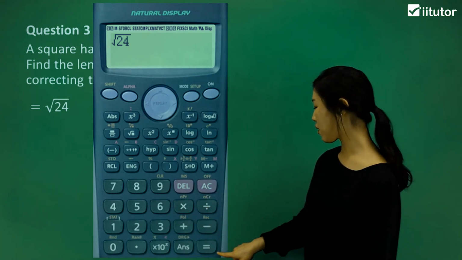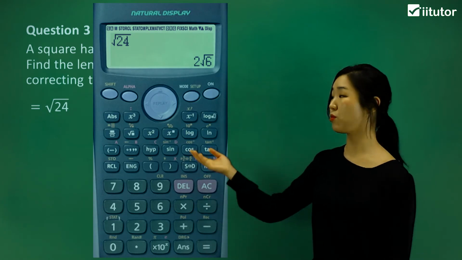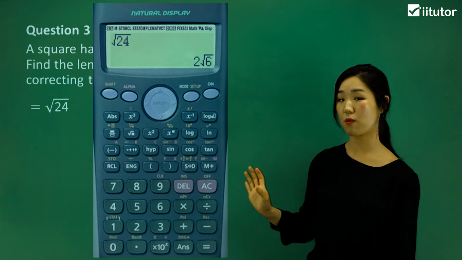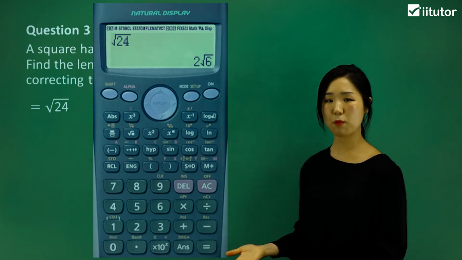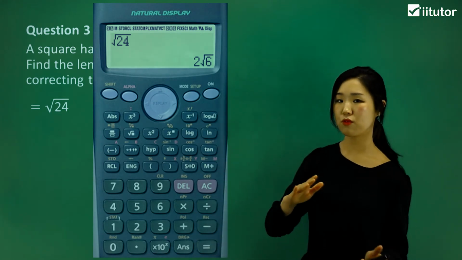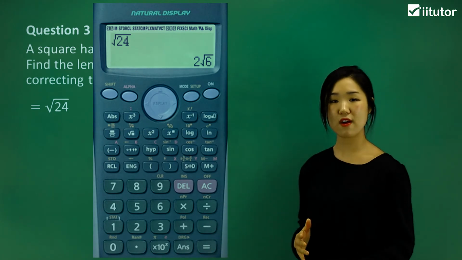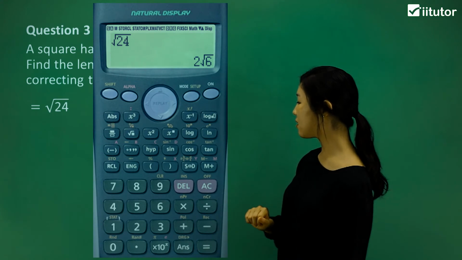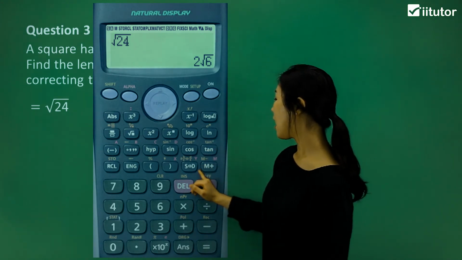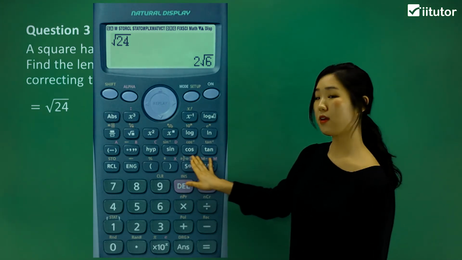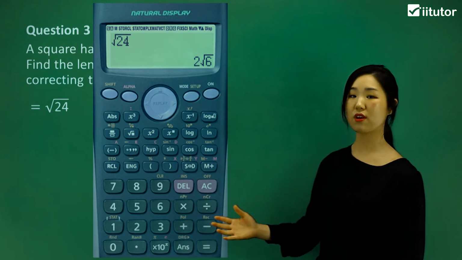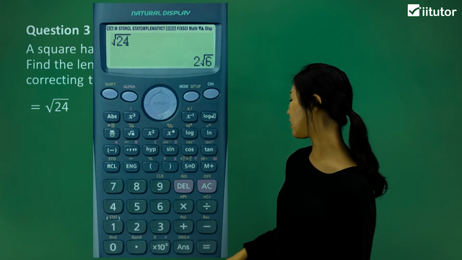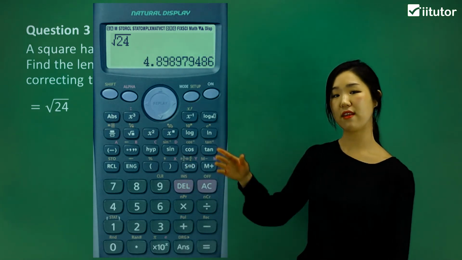So now we have to press equal, and then the value will appear on the screen. But we don't want it in surd form. We want it in decimal form, don't we? So guys, if you want to convert between surd form to decimal, fractions to decimals, or vice versa, whatever order, we use this button over here. You can see that this button is used to convert between different forms. So I'm simply going to press that button, and it's going to give us the answer in decimal form.